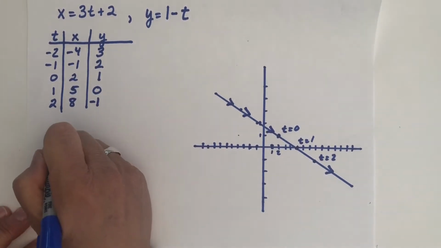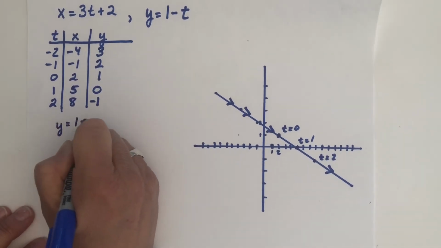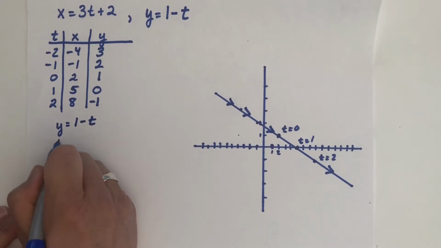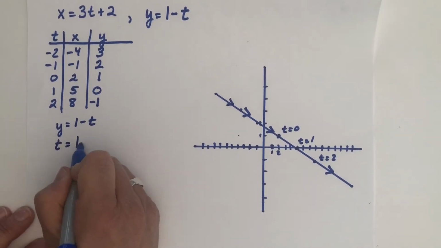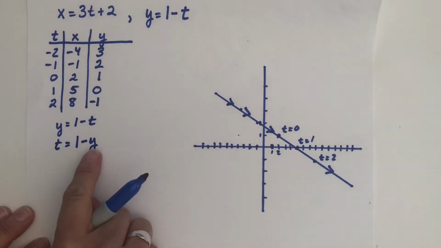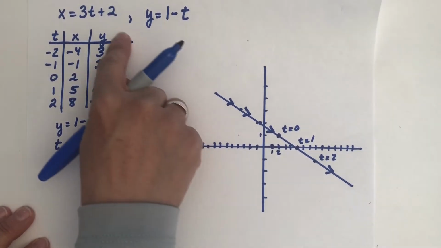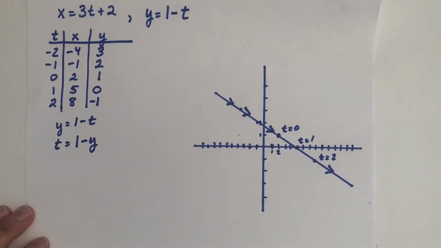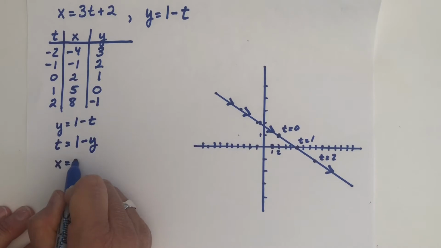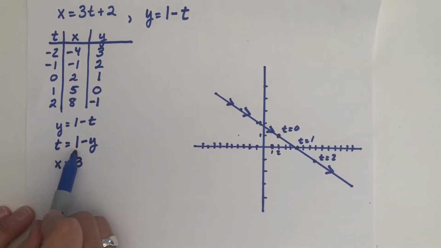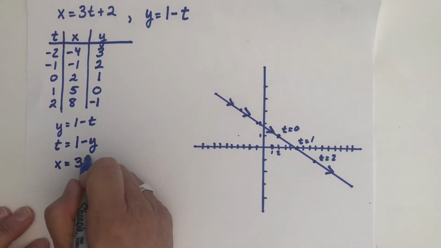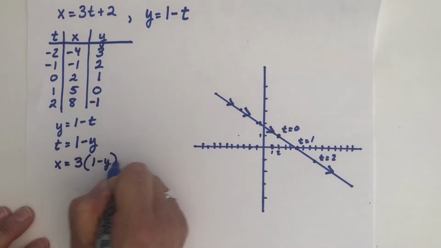So I have y equals 1 minus t, and if I solve for t, I'm just going to put t on the left-hand side and subtract the y, and I have t equals 1 minus y. And now we can substitute that into our other equation so that we'll see the relationship between x and y. So here's my equation, x equals 3 times t plus 2. Instead of this t, I'm substituting in that 1 minus y.